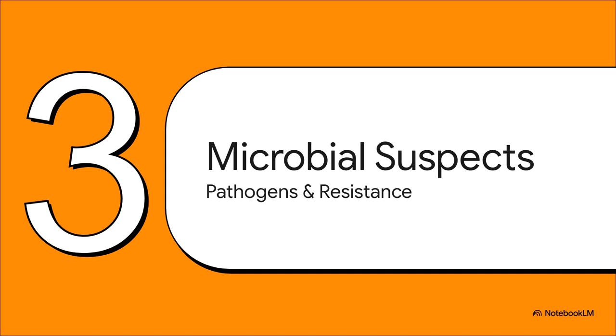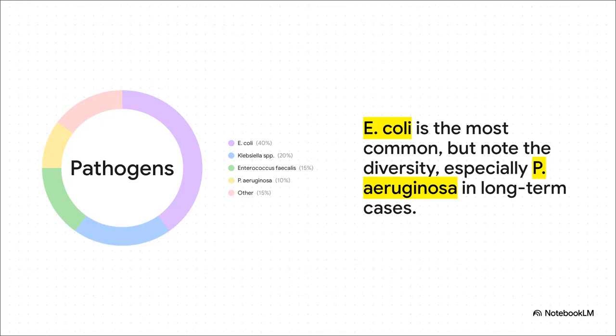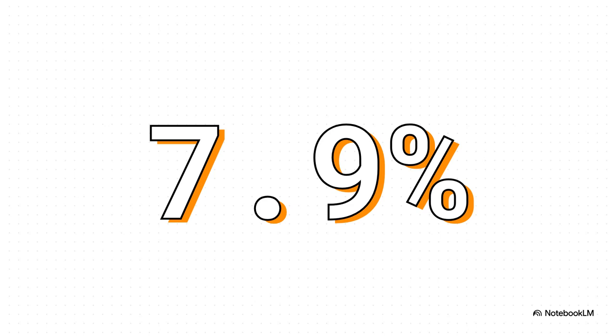Now that we have a good, clean urine sample, we can start playing detective. Who are the likely culprits? And just as importantly, what kind of resistance are we up against these days? It's probably no surprise that E. coli is the main offender here, causing about 40% of these infections. But look at the rest of the rogues gallery. You've got Klebsiella, Enterococcus, and one to really watch out for, Pseudomonas aeruginosa, which loves to show up in patients with long-term catheters.